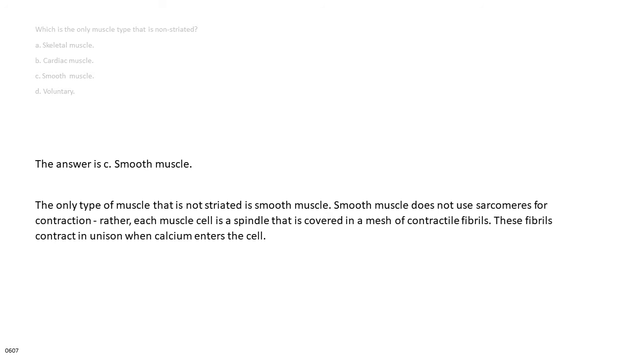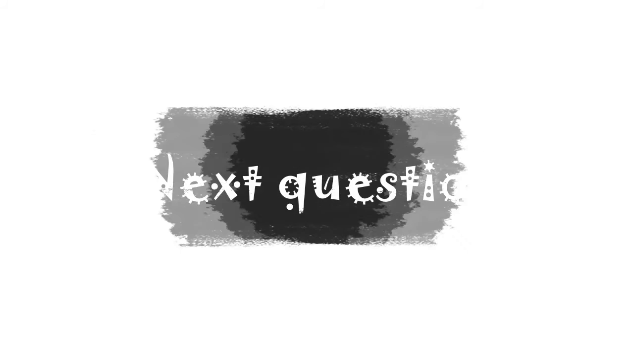The answer is C. Smooth muscle. The only type of muscle that is not striated is smooth muscle. Smooth muscle does not use sarcomeres for contraction. Rather, each muscle cell is a spindle that is covered in a mesh of contractile fibrils. These fibrils contract in unison when calcium enters the cell.